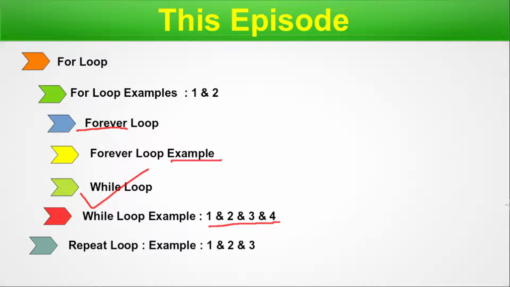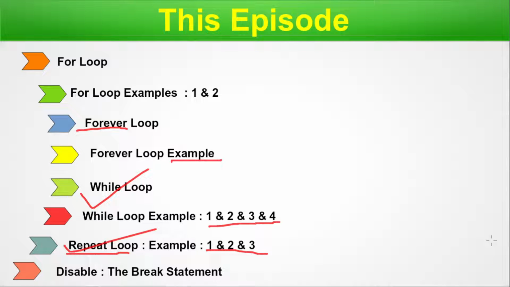Next, we will talk about the repeat loop, which is very much exclusive to Verilog, and we will also give 3 different examples of the repeat loop. Next, we will talk about the disable command, which is the C style break statement in Verilog. So that's the menu for today. So without any further delay, let's begin.